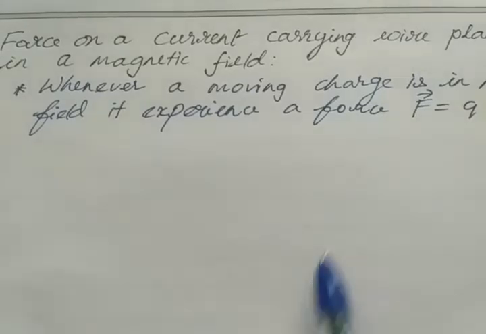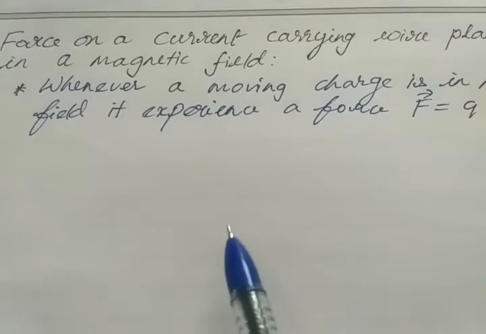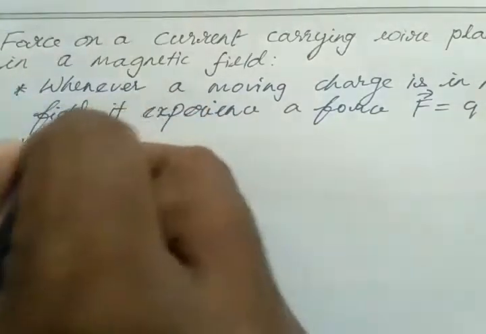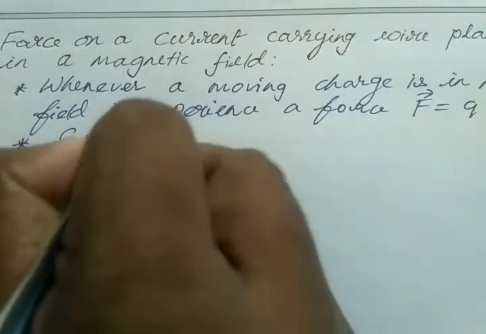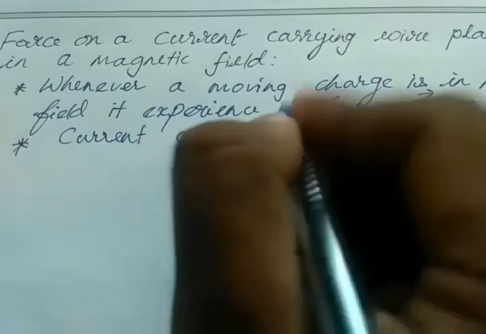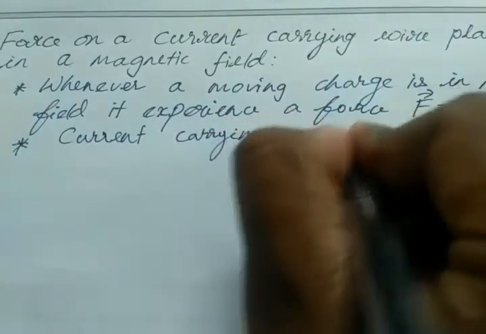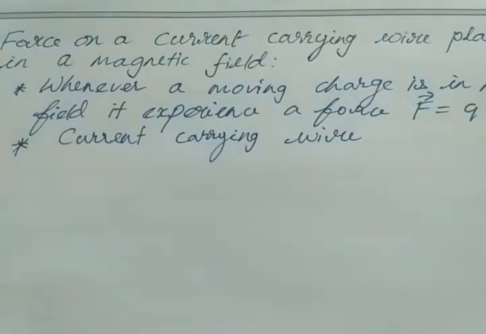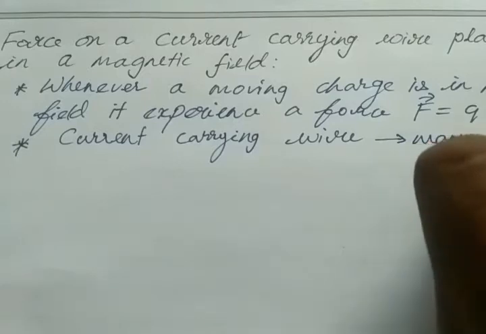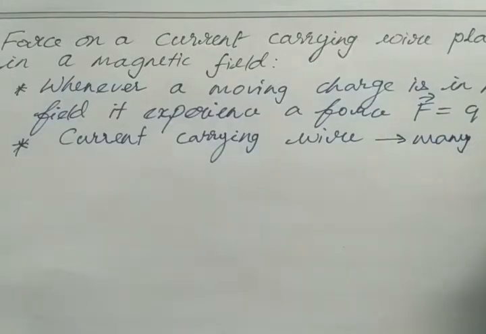The magnitude of force will be equal to F equal to QV cross B. Okay. So here we take current carrying wire or current carrying conductor. Okay. So this current carrying wire has many charges, right? It has many charges, not only one charge, but it has many charges.